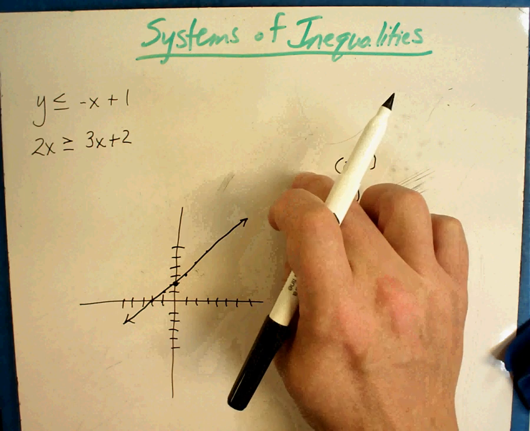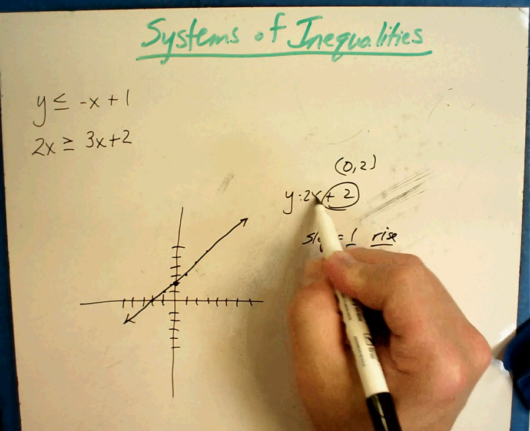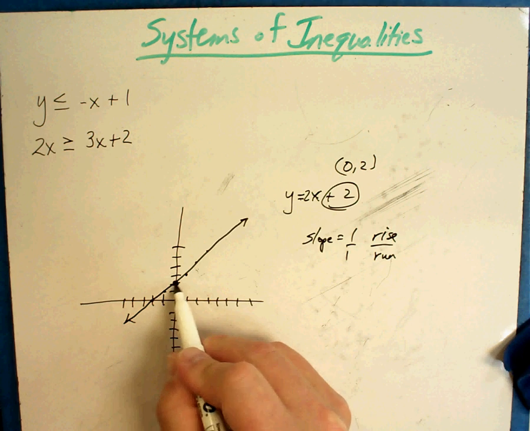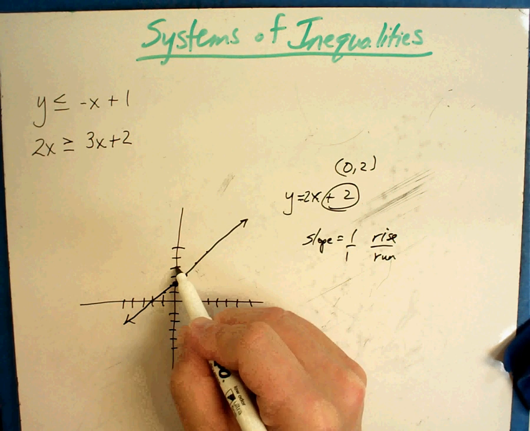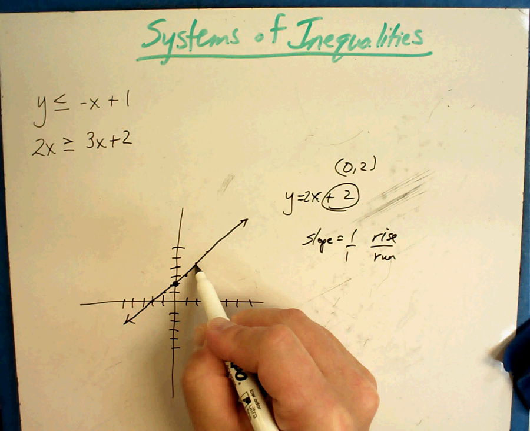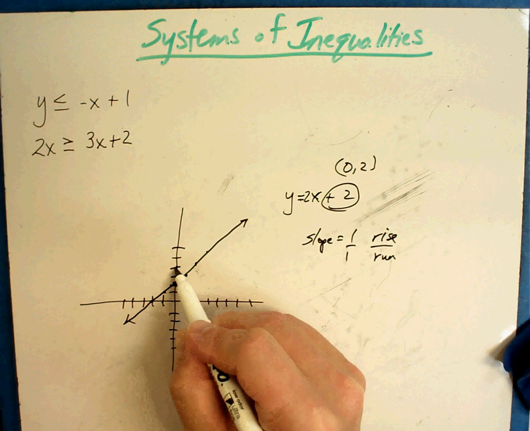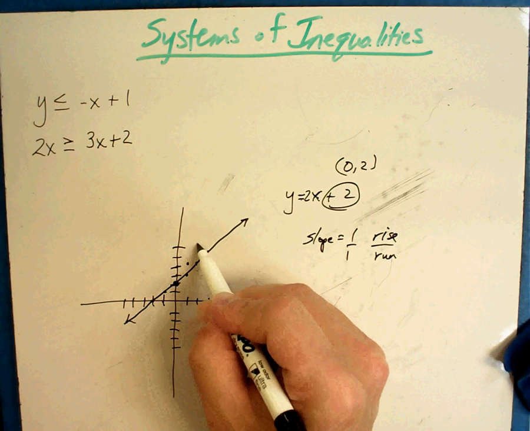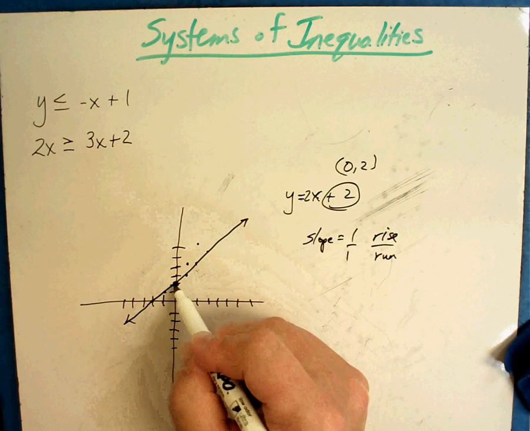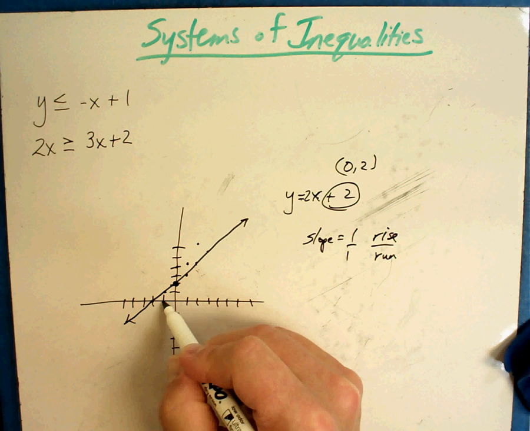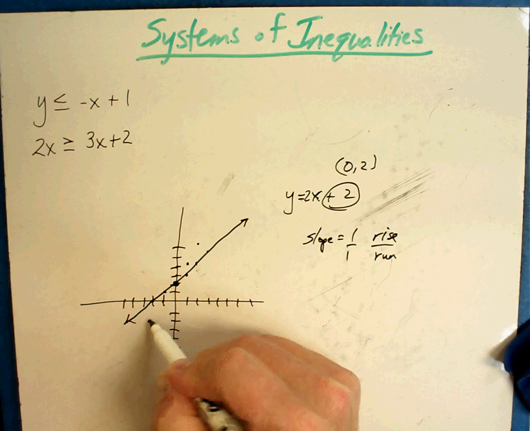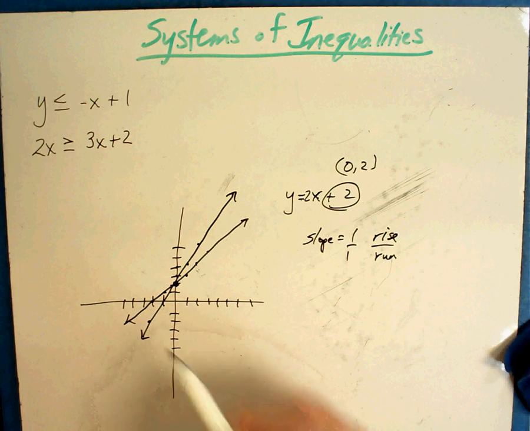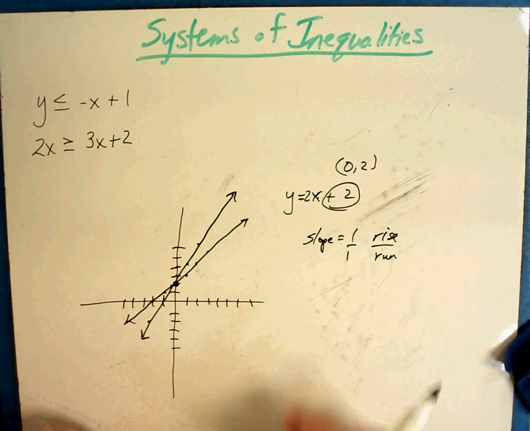Let's say it would have been 2x plus 2. Well, I go through the same point at (0, 2), but I would go up 2 over 1, up 2 over 1. You can see that's getting steeper. Down 2 over 1, down 2 over 1. So my line's going to look more like that this time. So the slope changes how the line is going to look.